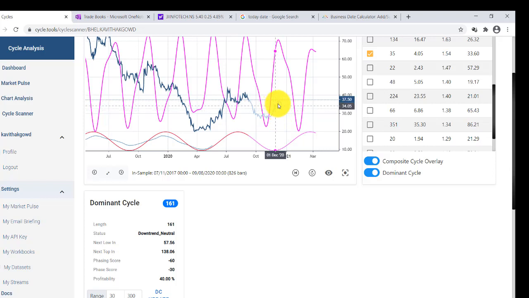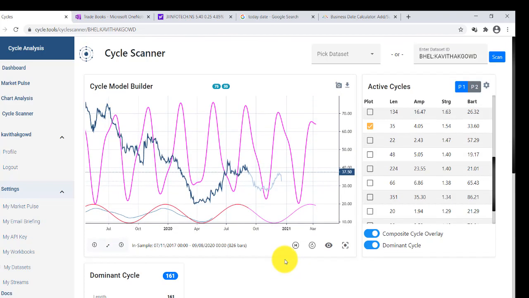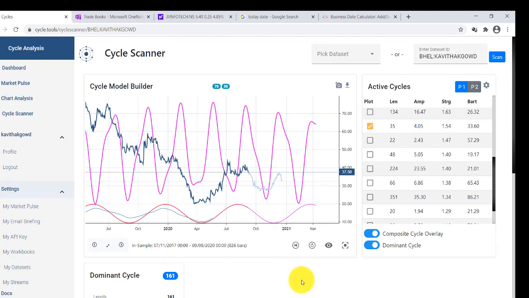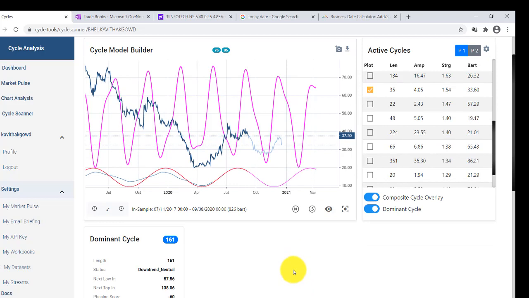But actually it is showing the peak here. On 9th December it is a peak. So why is this happening? Because this is the dominant cycle. The dominant cycle may be a small cycle and it may be a weak cycle. So that is the reason it is happening.